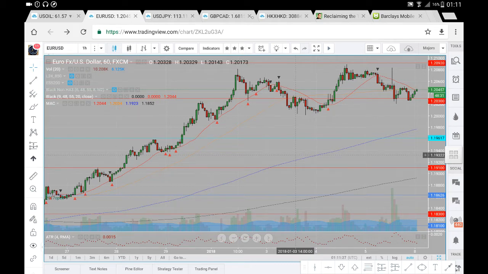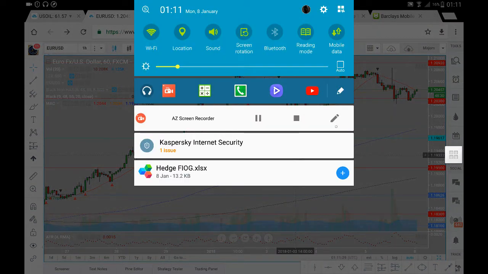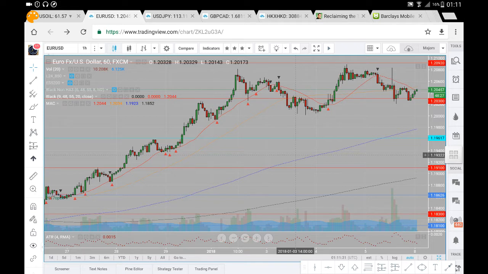So this is Euro dollar analysis for Monday, the 8th of January. Now, let's have a look at what happened with prices and where they may likely go. So here we are on the 5th.